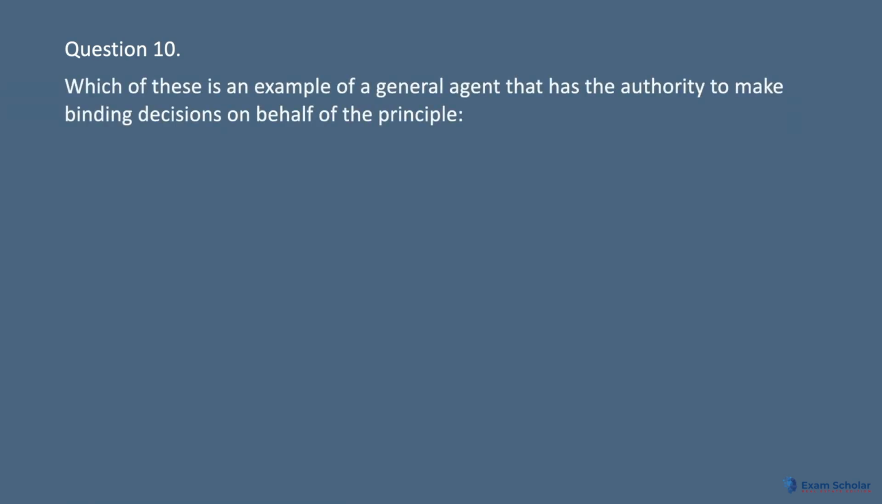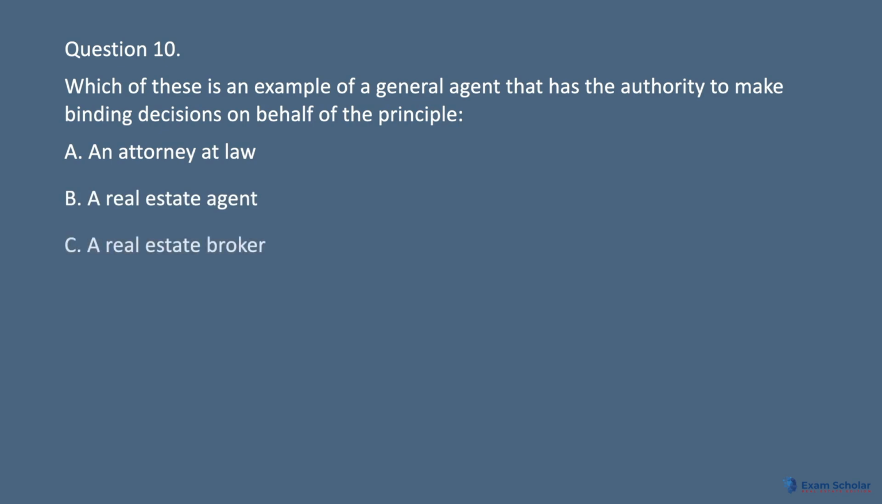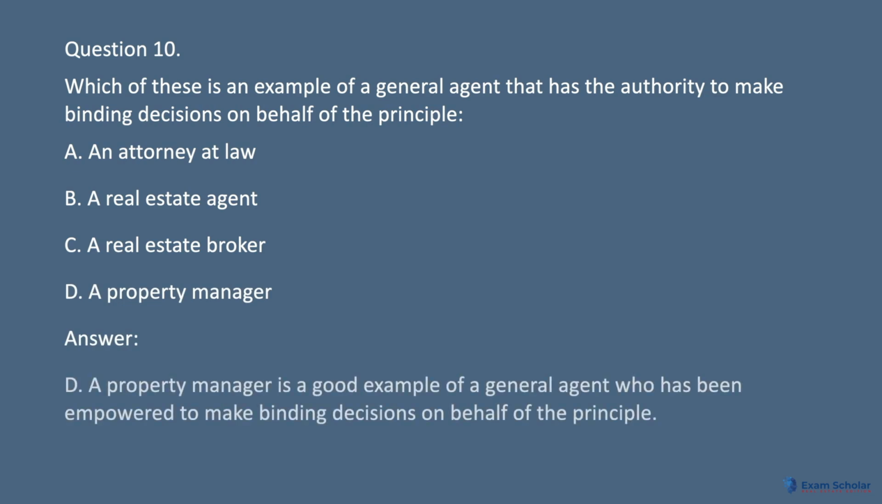Question 10. Which of these is an example of a general agent that has the authority to make binding decisions on behalf of the principal? A. An attorney at law. B. A real estate agent. C. A real estate broker. D. A property manager. Answer D. A property manager is a good example of a general agent who has been empowered to make binding decisions on behalf of the principal.